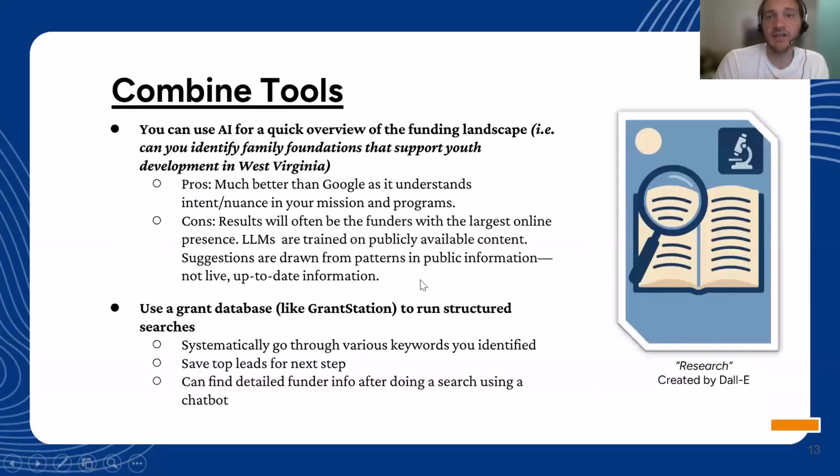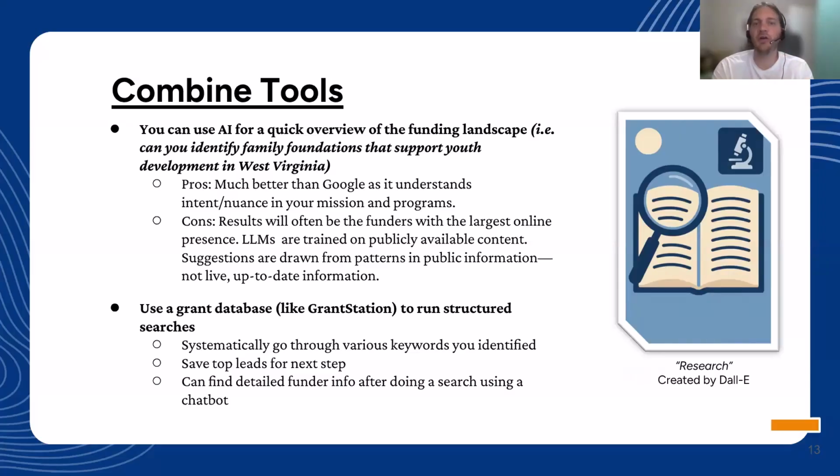Perfect. So yeah, you can combine different tools when you're trying to find these potential funding leads. You can use AI tools for a quick overview of the funding landscape. Something like asking a chatbot, can you identify family foundations that support youth development in West Virginia? There are some pros and cons of doing this.